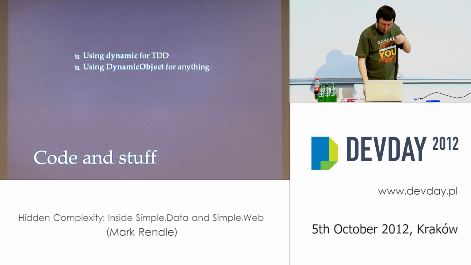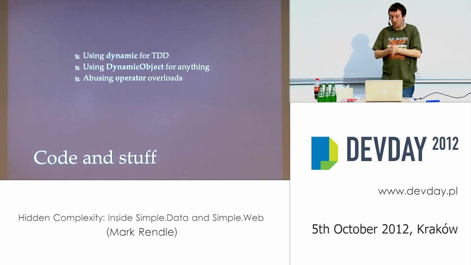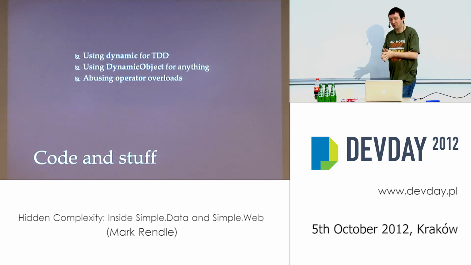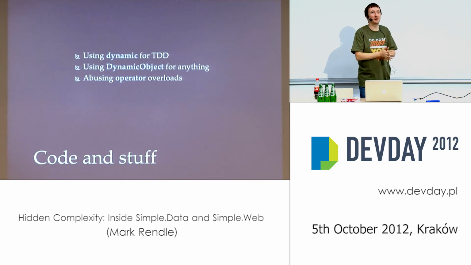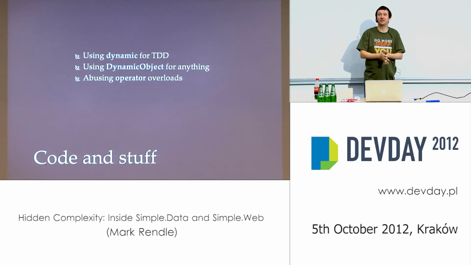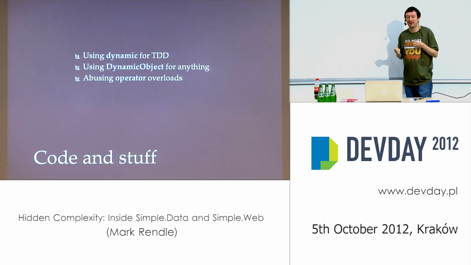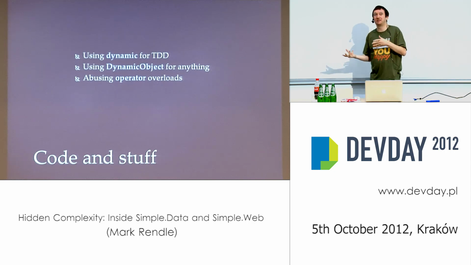So yes, that was dynamic object. Okay, this gets more fun. Abusing operator overloads. Who's overloaded an operator in C# ever? Yeah, you would have. It's great. This is one of the things that it does let you do.